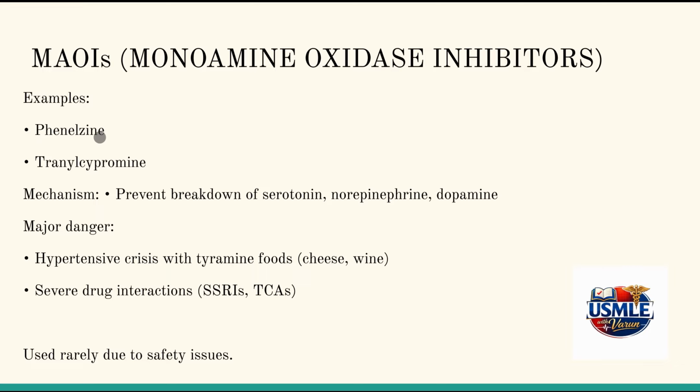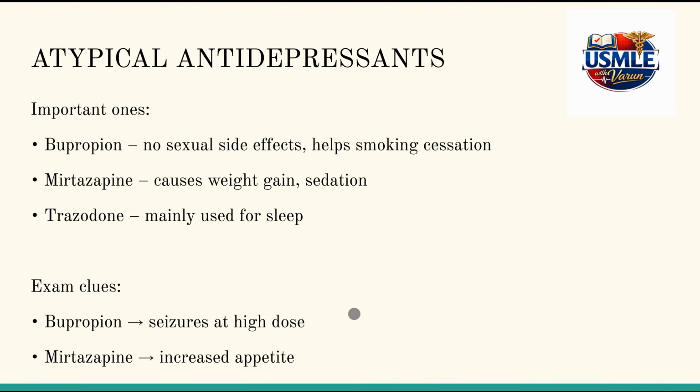MAO inhibitors prevent breakdown of monoamines like serotonin, norepinephrine, and dopamine. Examples of MAO inhibitors include phenelzine and tranylcypromine. There is a possibility that it can cause hypertensive crisis when MAO inhibitors are taken along with tyramine-rich foods like cheese and wine. And MAO inhibitors also have severe drug interactions with SSRIs and TCAs. So these are used rarely due to safety issues and drug interactions.